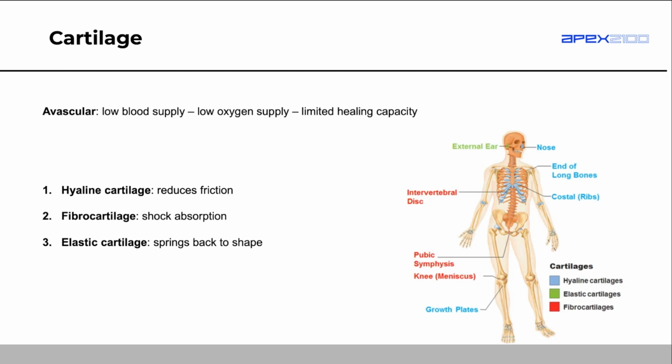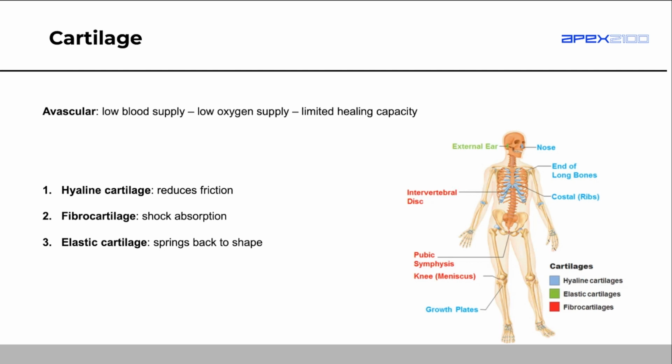You're feeling your pubic symphysis, which is made out of fibrocartilage, and also in the vertebral column. So the intervertebral discs are what lie between each of the individual vertebrae, and they're made of fibrocartilage, which helps with the shock absorption through the vertebral column.